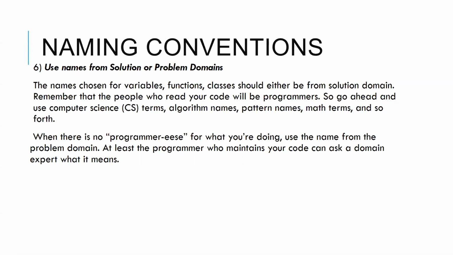Now let's assume that there is no computer science term associated with what the function or class or variable is doing, then the other strategy to follow is to use a name from the problem domain. The advantage of using a name from the problem domain is that the programmer who maintains your code can ask a domain expert and understand the meaning behind the variable chosen or the function defined.